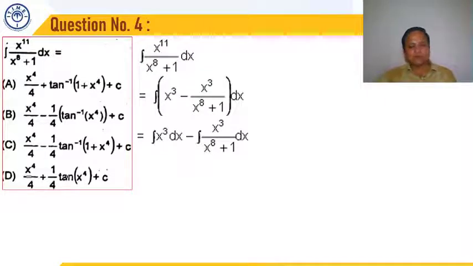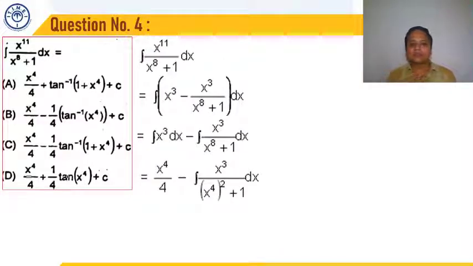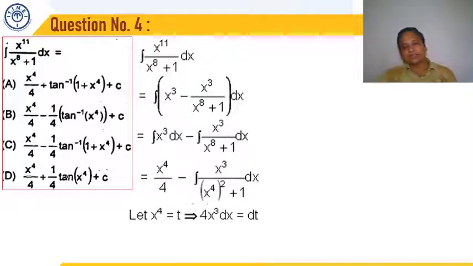First we can apply a formula. Integral of x to the power n dx is x to the power n plus 1 upon n plus 1 plus c. So first becomes x to the power 3 plus 1, that is x4 upon 4 minus. Now in the denominator x to the power 8 can be written as x to the power 4 whole square, and we take x to the power 4 as t, another variable. So 4x cube dx becomes dt. So we got x cube dx in the numerator, which can be replaced in terms of t. So we put x4 equal to t, so 4x cube dx becomes dt. So we can safely say x cube dx is equal to 1 by 4 of dt.